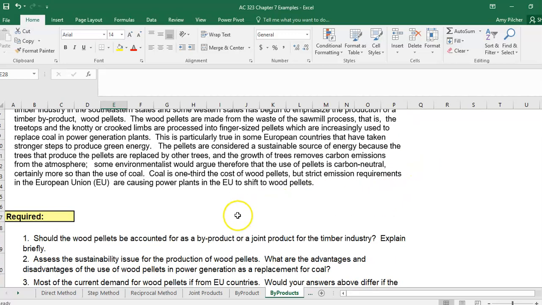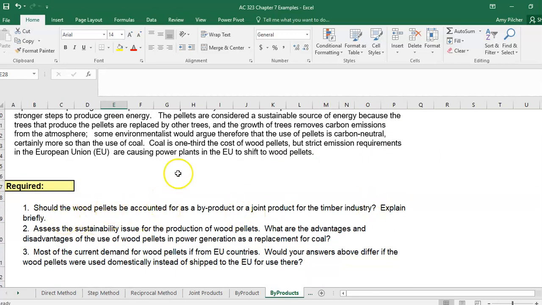So what this asks then is, should the wood pellets be accounted for as a byproduct or a joint product? Well, they are a byproduct. The main product and the highest value product in the timber industry is lumber for construction. The pellet production is made from the sawdust. So in accounting terms, this would be accounted for as a byproduct and not a joint product.